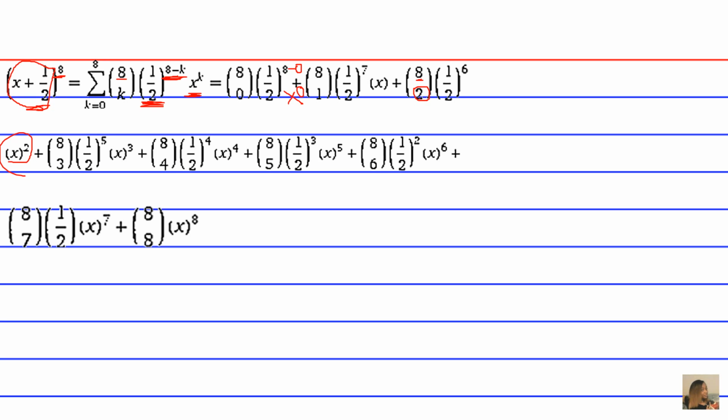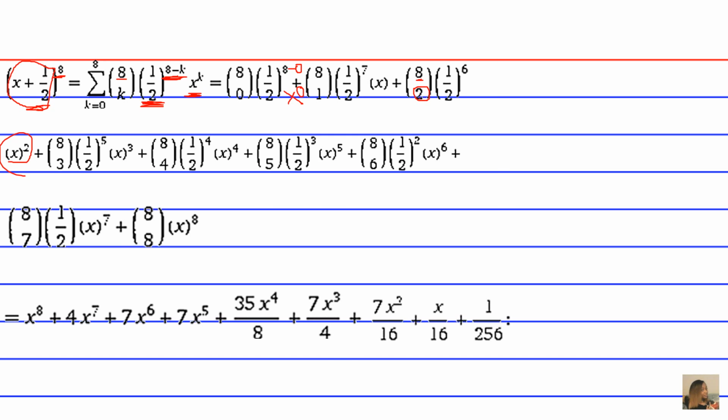All right, so you end up all the way with 8 choose 8. So then you're going to have 1/2 raised to the 8 minus 8 power, which is 0 power, times x to the 8th power. And when you solve all the combinatorics factorials, this is what you end up with. As an example, let's evaluate the combinatorics factorial for the first expression. So we'll go all the way up to this 8 choose 0.